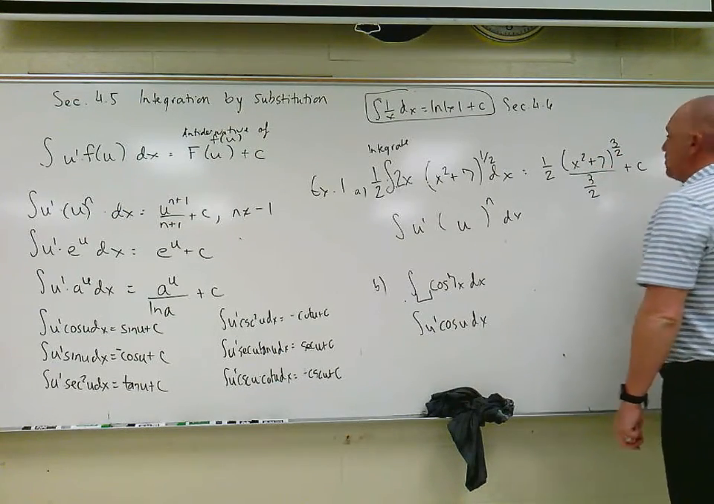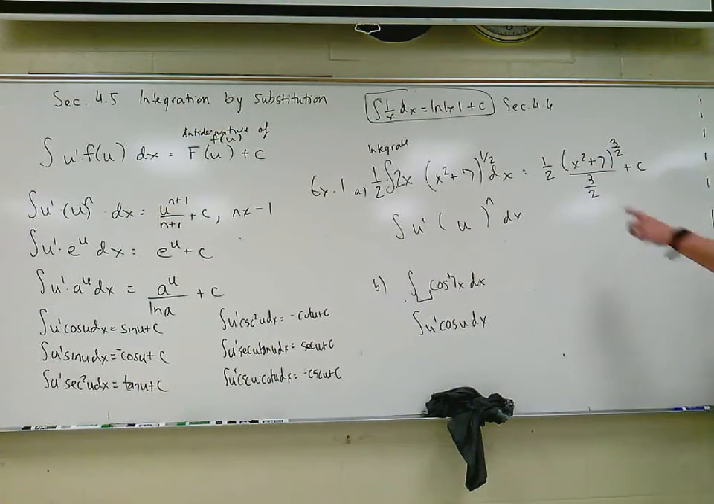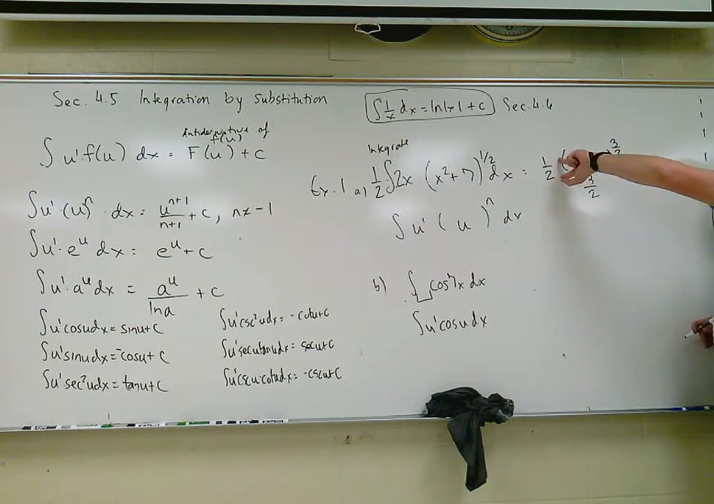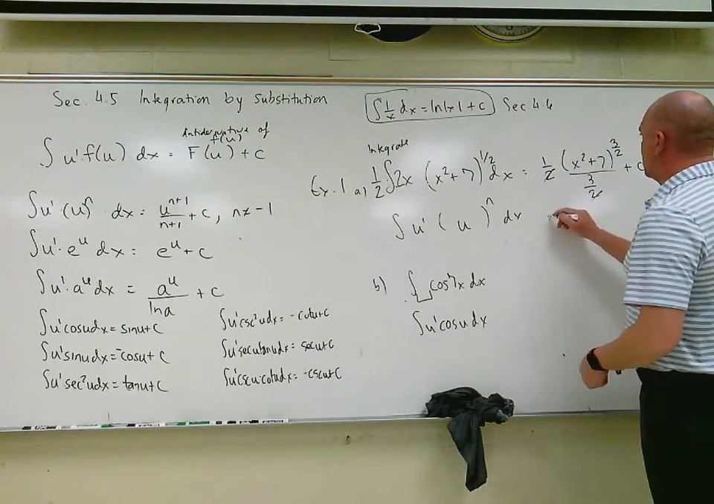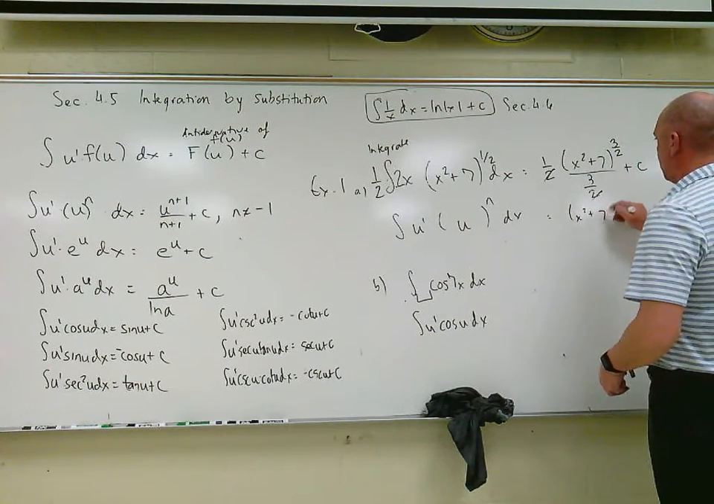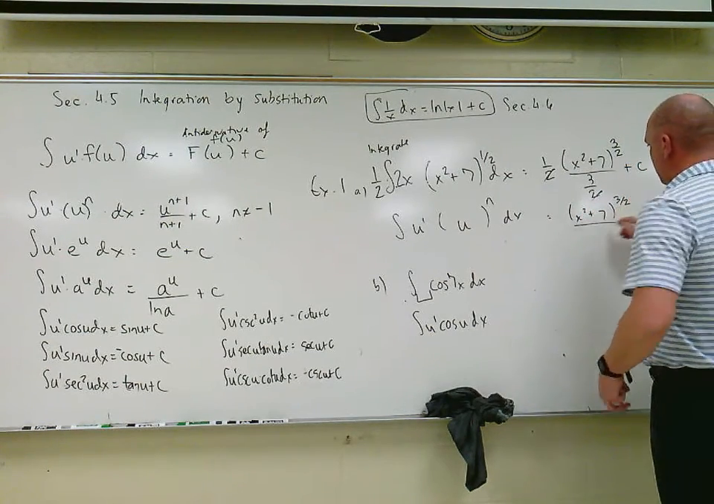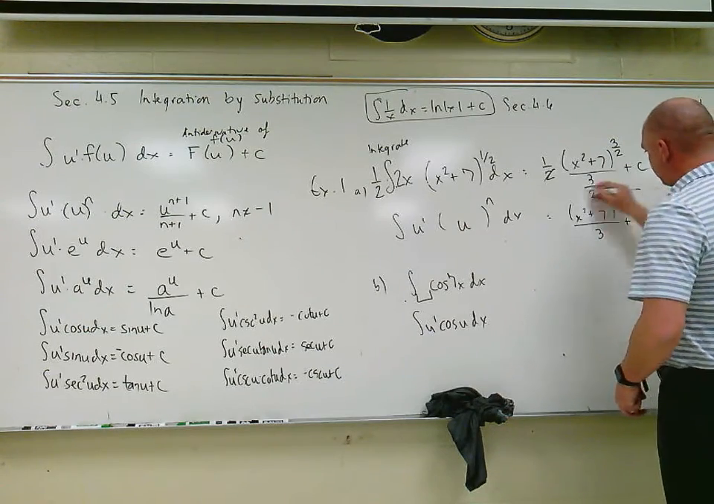Put a plus C. But what happens, this 1/2 in front will cancel with this 3/2 on the bottom, because if you move this 2 down here, see, or you could just flip this and multiply, make this a 2/3. Either way, these 2's cancel, and that's your final answer, X squared plus 7 to the 3/2 over 3 plus C.